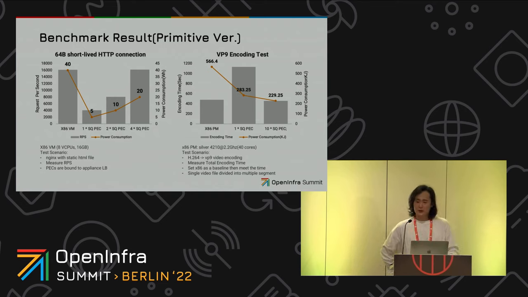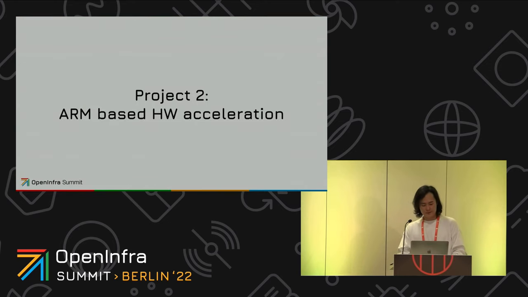The throughput in requests per second and the encoding time are the same as x86 when we match the same number of vCPUs, and then we found that the power consumption is eventually much lower than the x86 style. So when we properly schedule the workload over the ARM microserver, it promises the same throughput but lower power consumption. It is a very quick summary of our product number one result.